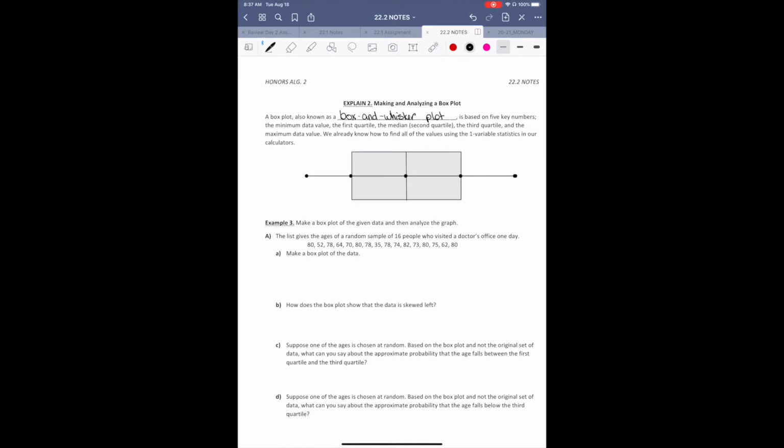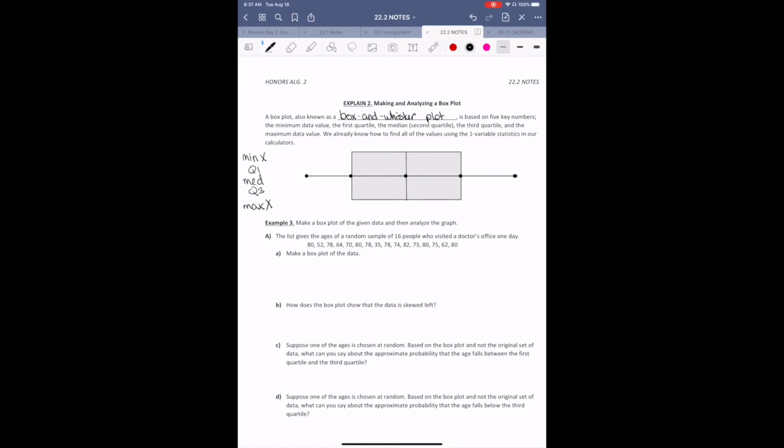Now, a box plot is based on 5 key numbers. The minimum data value, the first quartile, the median, the third quartile, and the maximum data value. Now, if that sounds familiar, it should, right? When we looked at how to use our graphing calculators, we learned to find statistics. And if you remember the bottom values, that minimum x, the Q1, the median, the Q3, and the max x, that's the way they're listed once you find your statistics. This is the data we need to create our box and whisker plot, okay?